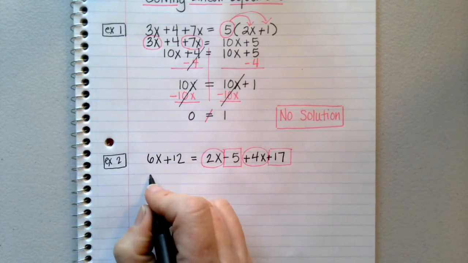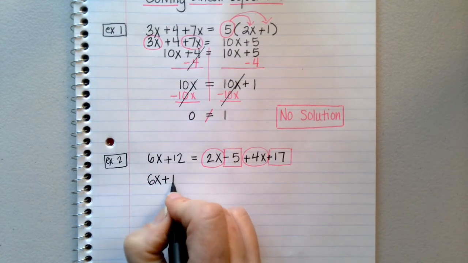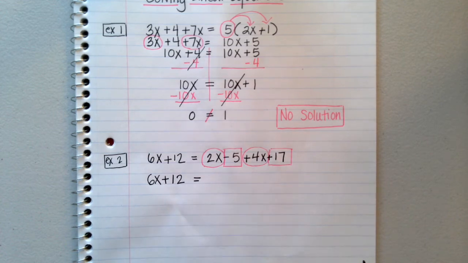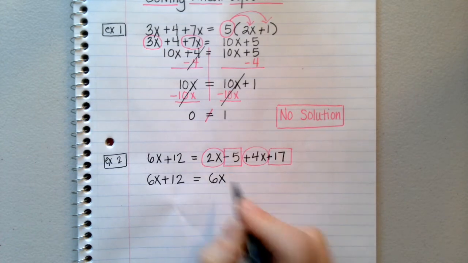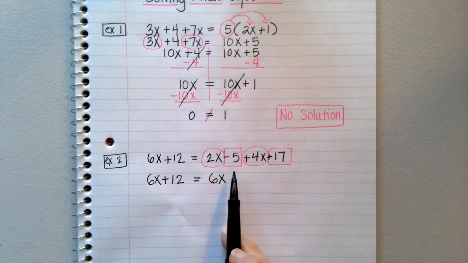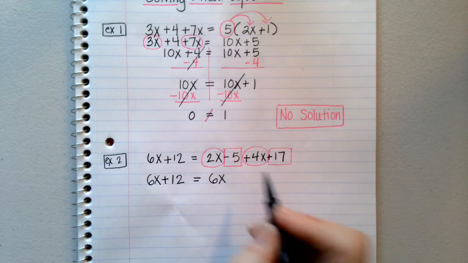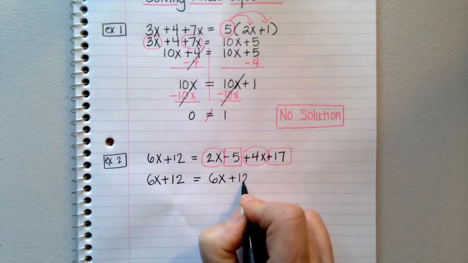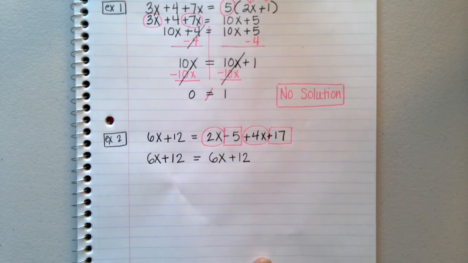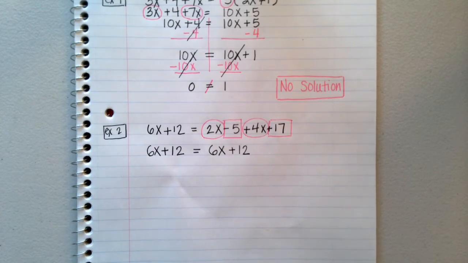So let's rewrite what I have. I've got 6x plus 12. Nothing happened on the left side. On the right side, if I have 2x's plus 4 more, I'm going to get 6x's. And then if I've got negative 5 and positive 17, that's going to give me a positive 12. What do you notice about both sides of that equation? Both sides of that equation are equal to each other.